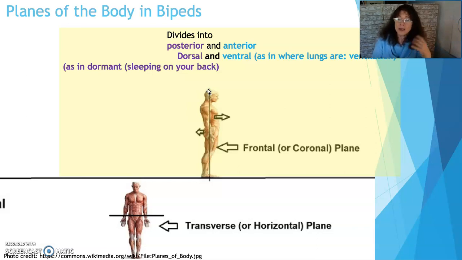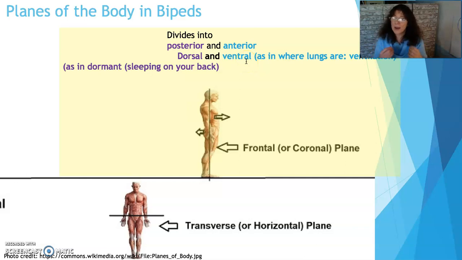We don't talk about front and back when it comes to biology. We use other terms. You may hear these other terms, and well, you will hear these other terms, so you really do need to understand them. Let's start at the front. The front is the anterior surface of the bipedal body. You will often hear of anterior. And that can also be known as ventral.